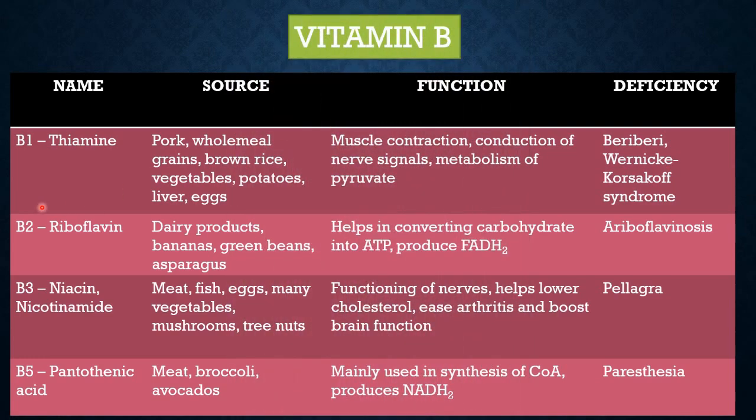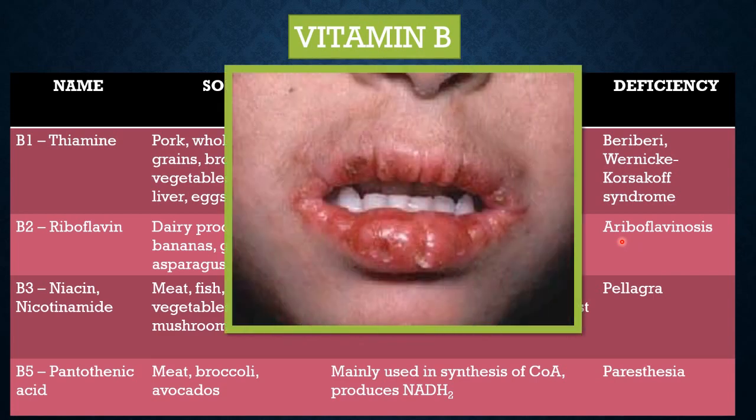The second is B2 or riboflavin. It is present in dairy products, bananas, green beans, and also asparagus. They help in converting the carbohydrate into ATP and also they produce FADH2. The deficiency of riboflavin leads to a condition called arboflavinosis. What is arboflavinosis?